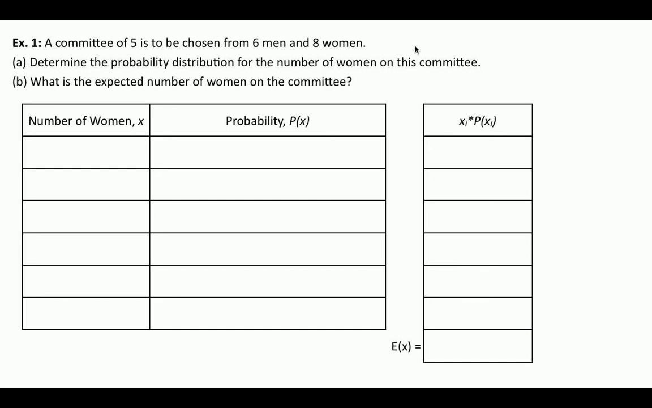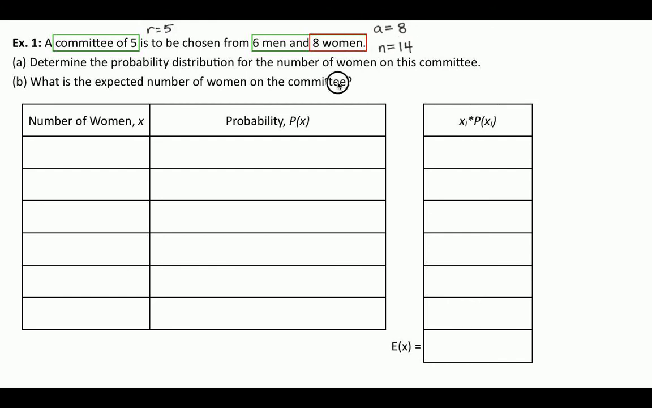So the number of women on the committee, first of all, if we add up 6 men and 8 women, we're talking about 14 people. It's a committee of 5, so it's going to be 14 choose 5. So no restrictions. This is your denominator. N choose R is just going to be 14 choose 5. We're talking about a distribution for the number of women. So because that's what this problem is about, A then becomes about the women, right?